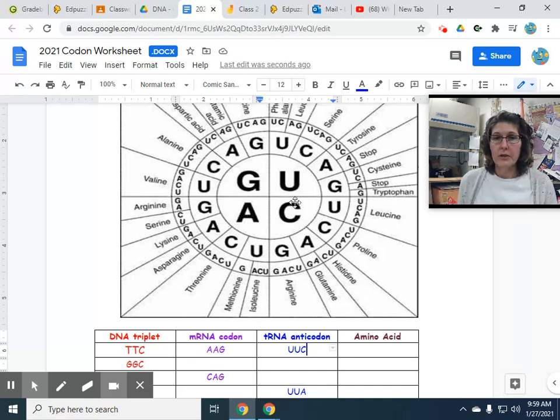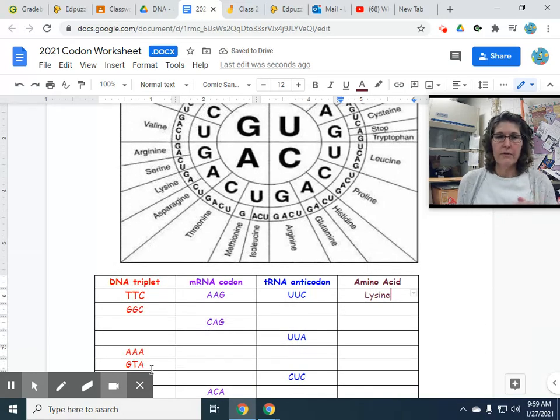First base pair is the largest letter in the middle, second base pair is the second ring, third base pair is the third ring. So I'm going to be looking up A, A, G, and my amino acid there is going to be lysine. So you guys are going to be going through and filling this in.